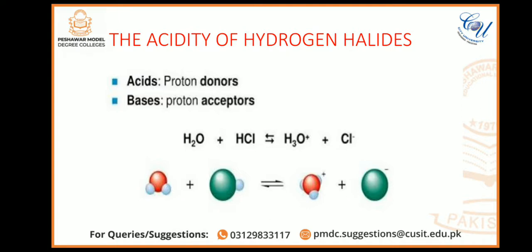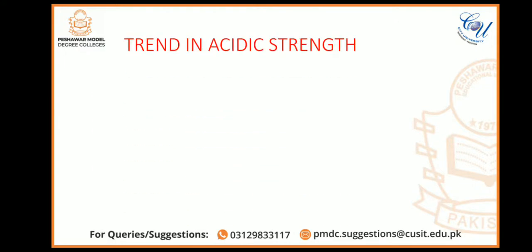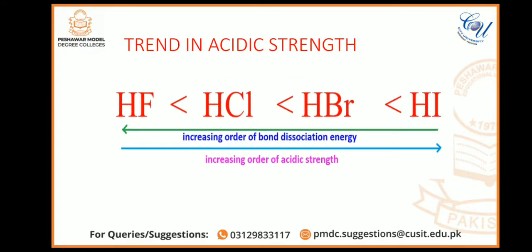Hydrogen bromide and hydrogen iodide also dissociate in water in the same way as HCl. Hydrogen fluoride also dissolves in water, but it is a weak acid. It is because of high bond dissociation energy and hydrogen bonding among hydrogen fluoride molecules, as hydrogen is entrapped between two fluorine atoms. The trend in acidic strength is that hydrogen iodide is the strongest acid while hydrogen fluoride is the weakest acid.